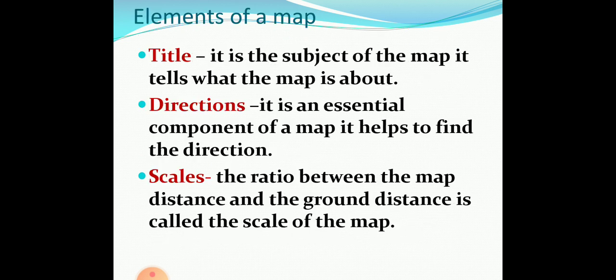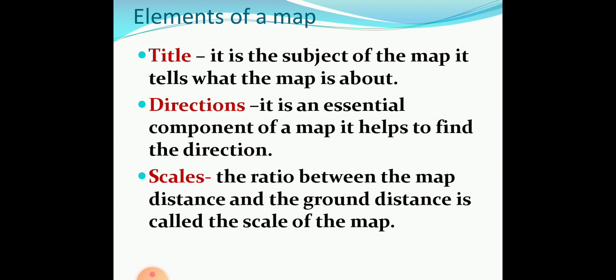So let's start with the first one, that is title. Title is an essential component of a map. It tells us about the subject of the map. What the map is about will be given in the title of the map or on the top of the map, like political map of India, physical map of India, or political map of South America, North America, like that. It will be given as a heading.